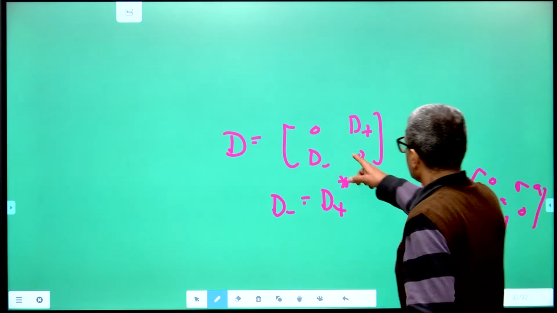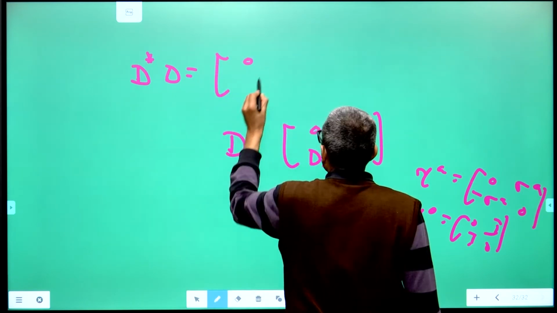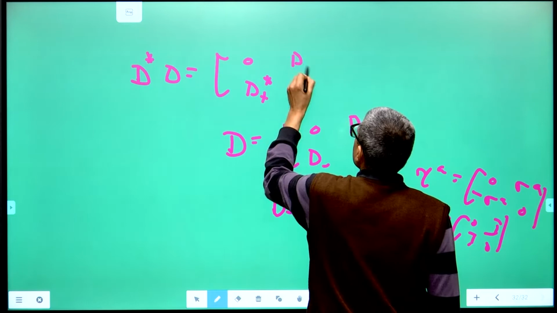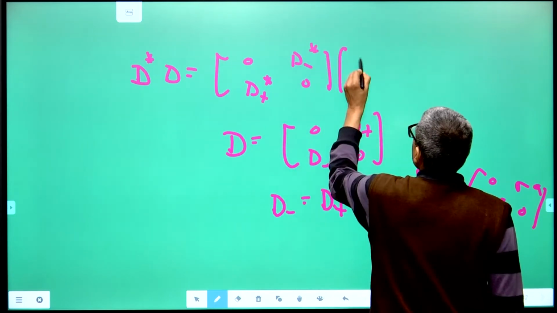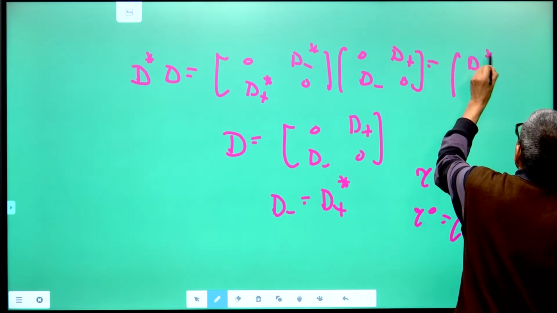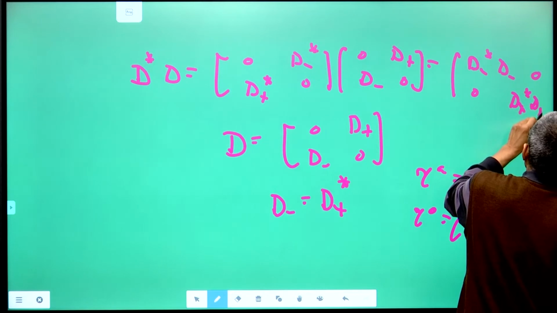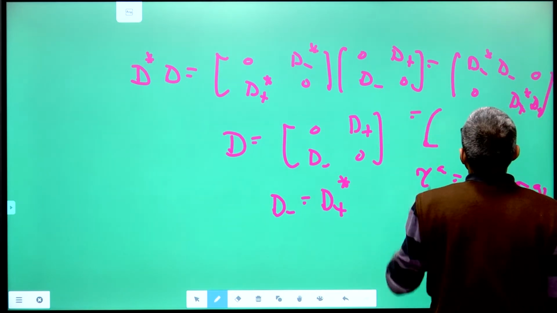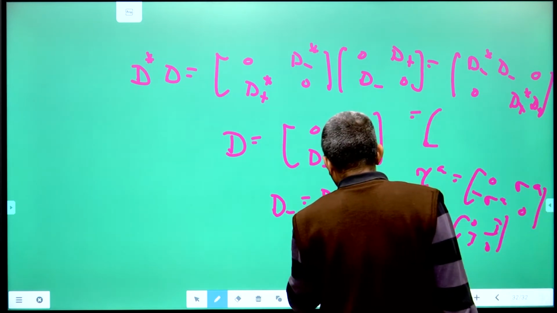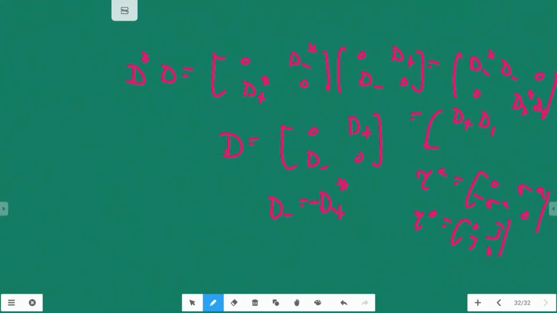So by using this you can write this in this form. What happens to D star D? D star D becomes 0 D plus star; D minus star 0 into 0 D plus; D minus 0, which is D minus star D minus, 0 0 D plus star D plus, which is equal to, since D minus star is the same as minus of D plus star, D plus D plus star 0 0 D minus star D minus D plus star D plus star D plus.